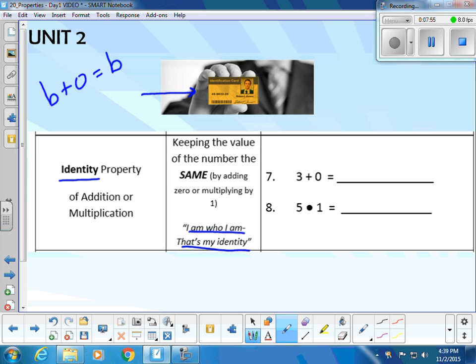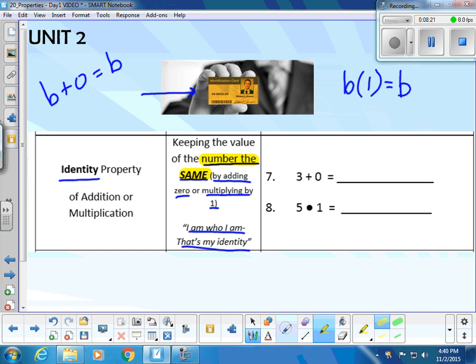What about if I took B and I multiplied it by 1? Does the identity of the number change? It does not. Still just B. So with the identity property, you're either adding 0 or multiplying by 1, but your number, the identity, stays the same. So if you want to highlight that, the number or the identity stays the same.